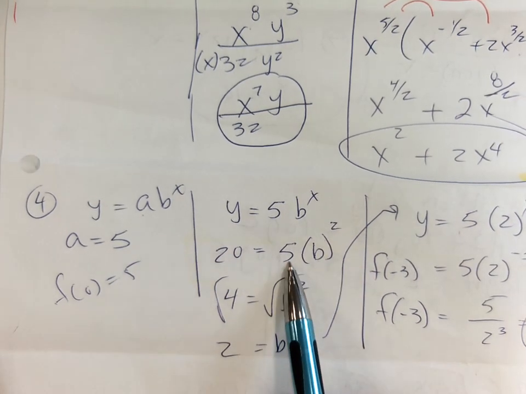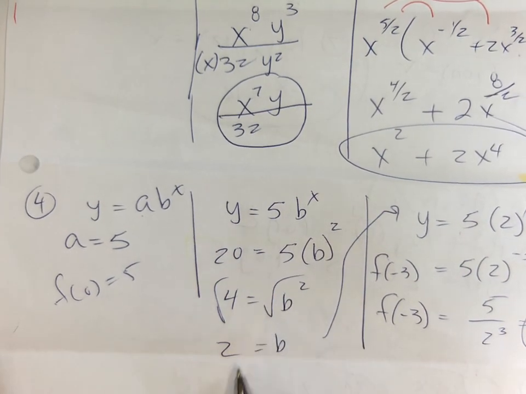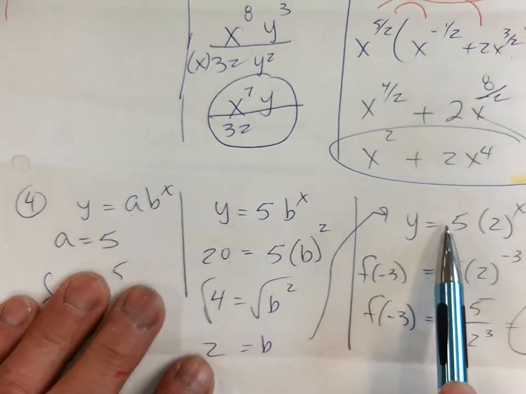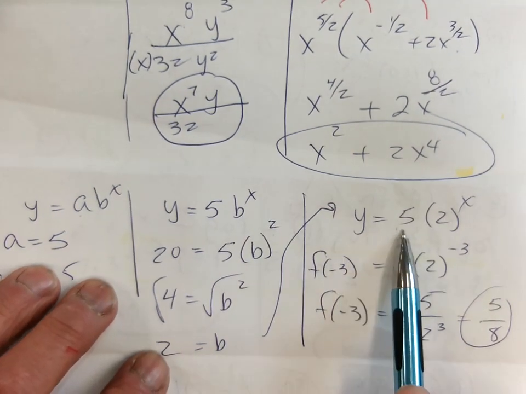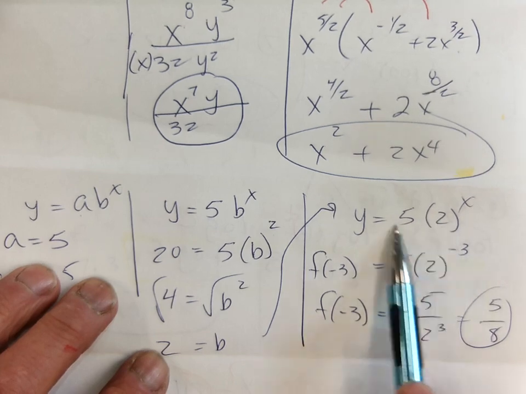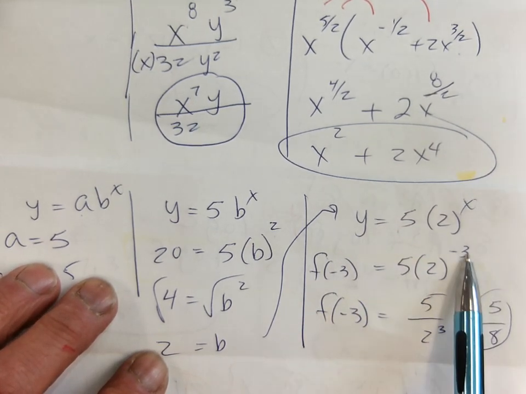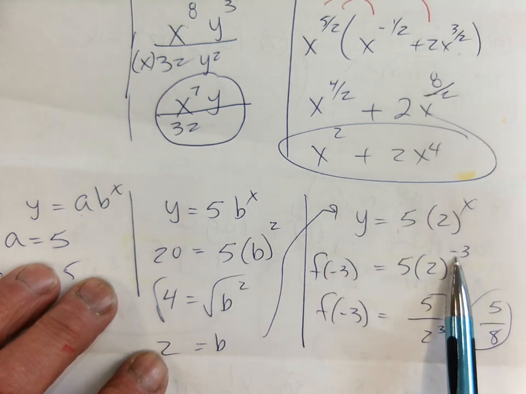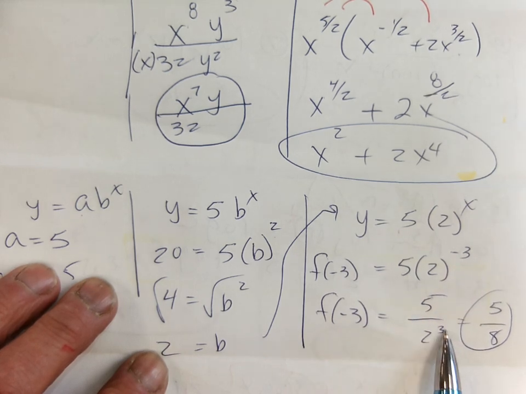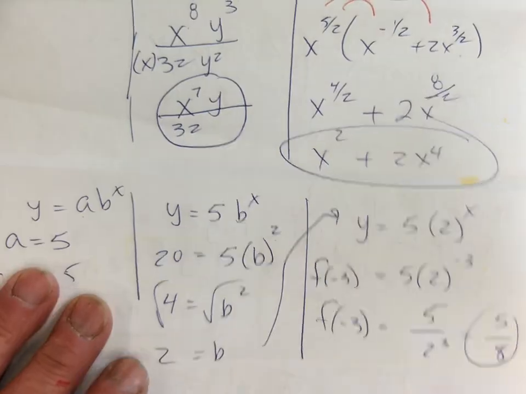I solve. Divide by 5. I get 4. Square root of 4 is 2. So b is 2, so I rewrite as f of x or y equals 5 times 2 to the x. Don't multiply that. That's not 10. That is a 2 to the x. And then I plugged in negative 3 for x. That's the same as 2 cubed, which is 8, so I get 5/8. Okay.